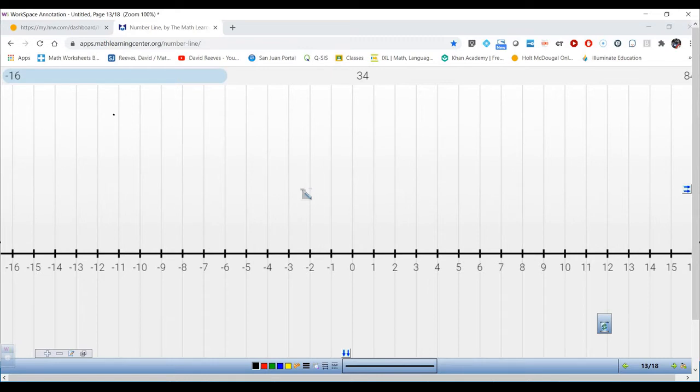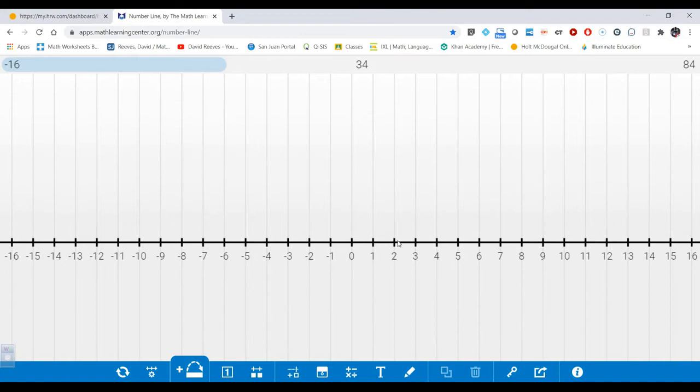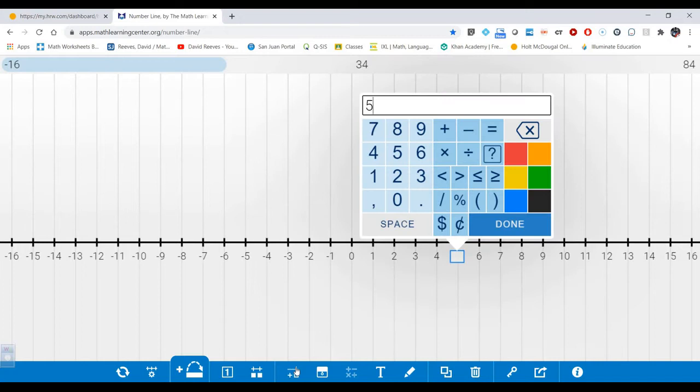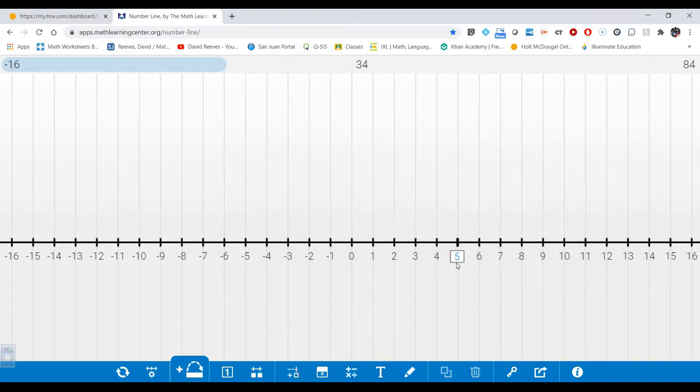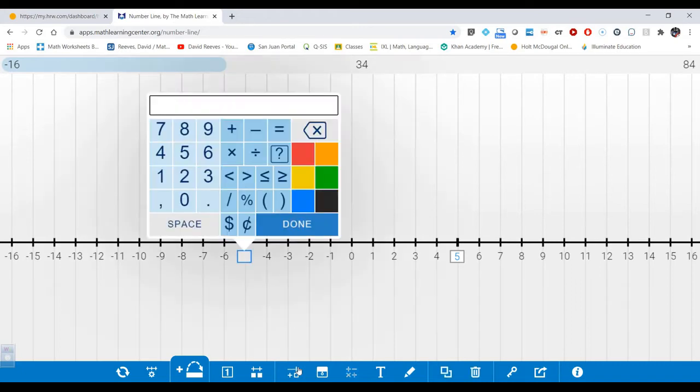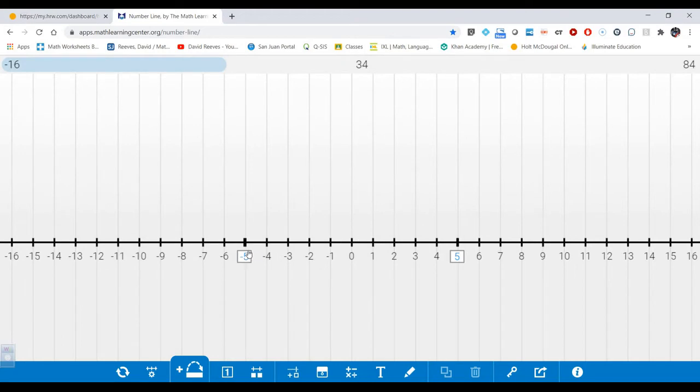All right, so let's talk first about opposites, and then we'll talk about absolute value. If I were to choose a number like 5, that number is +5. It is 5 units to the right of 0. And then if I click over here, that one is -5. It's negative because it's to the left of 0, and it's -5 because it's 5 units away, right?